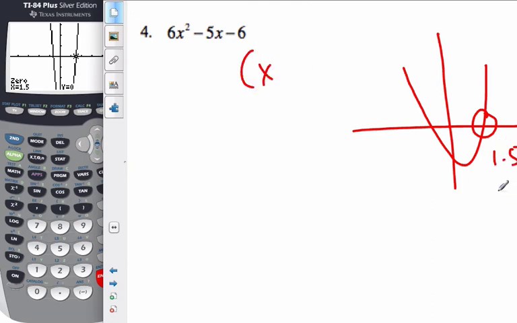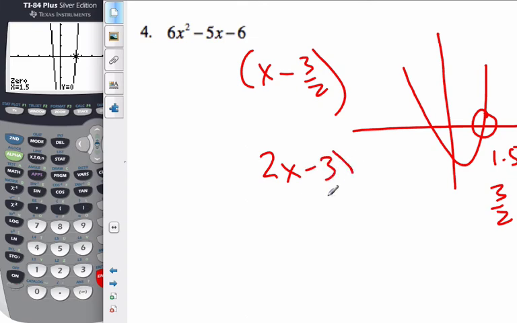If I think about fractions, that's the same as 3 over 2. It's minus 3 over 2. I don't want any fractions in here, so I'm going to multiply by 2, and I get 2x minus 3 when I multiply this by 2 and this by 2.